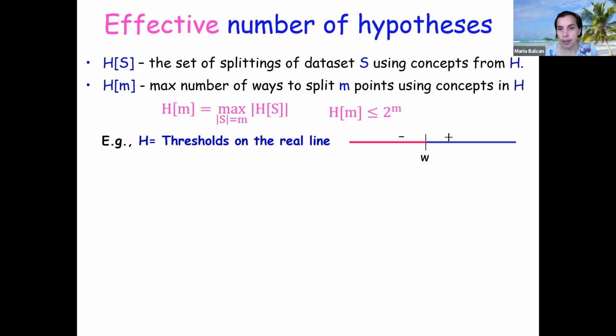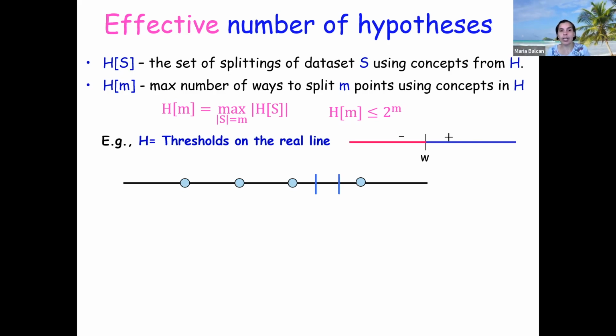Just to give a quick example to instantiate this concept: if H, the set of classifiers we're looking at, is just the set of thresholds on the real line, there are of course infinitely many thresholds, so infinitely many classifiers. But for any given 4 points, I don't have too many labelings of these 4 points with thresholds. In particular, if these are my 4 examples here, example 1, example 2, example 3, and example 4.